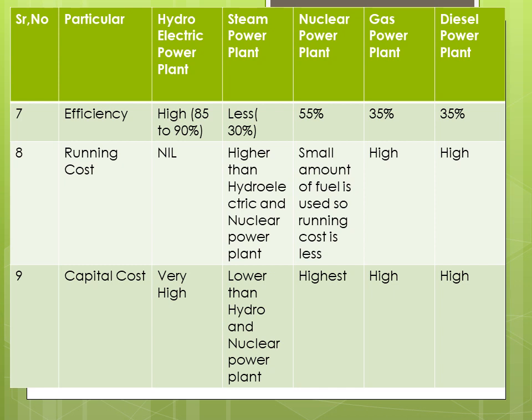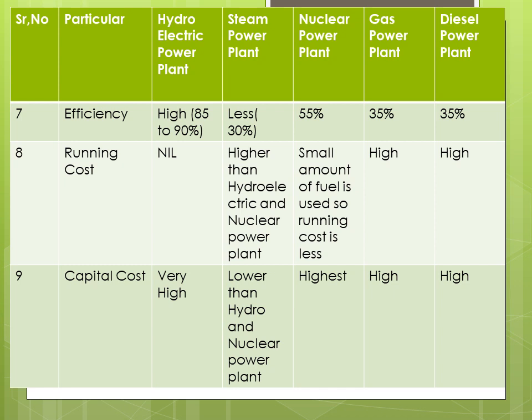Running cost. Here we are considering the cost of the fuel. We are not considering the maintenance cost here. So only on the basis of the cost of fuel we are calculating its running cost. For hydro it is nil because water is a natural resource. For steam it is higher than hydroelectric and nuclear. For nuclear, enrichment of fuel is very costly, but a very small amount of fuel is required in these plants, so its running cost is less. It is high for gas and diesel power plants.